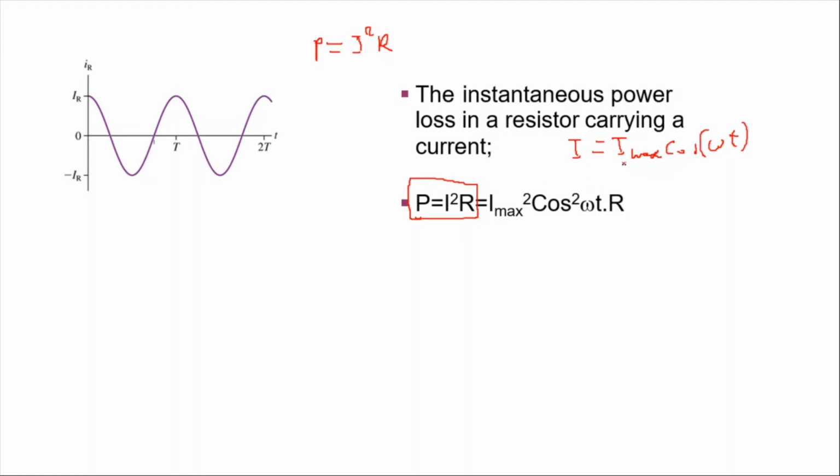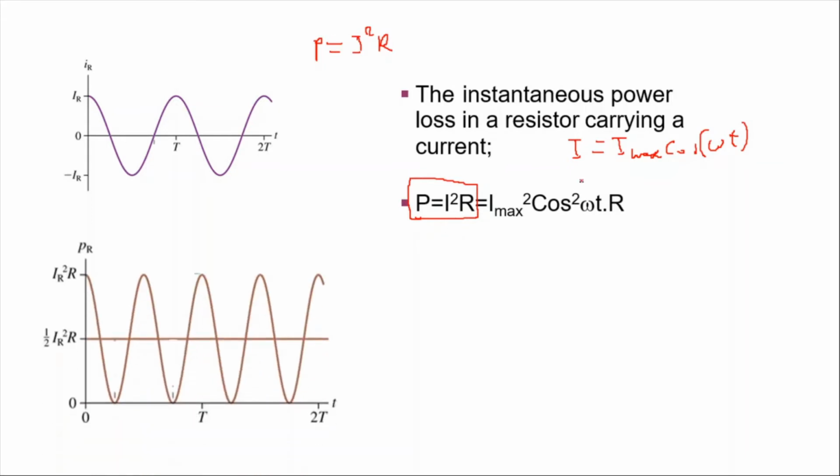So if we take the square of this function, we will get I max square cosine square wt times R. This is the power associated with the resistor in the circuit. If we take the square of this function, it is going to be something like this. All zeros are going to be positive now, since we are squaring.